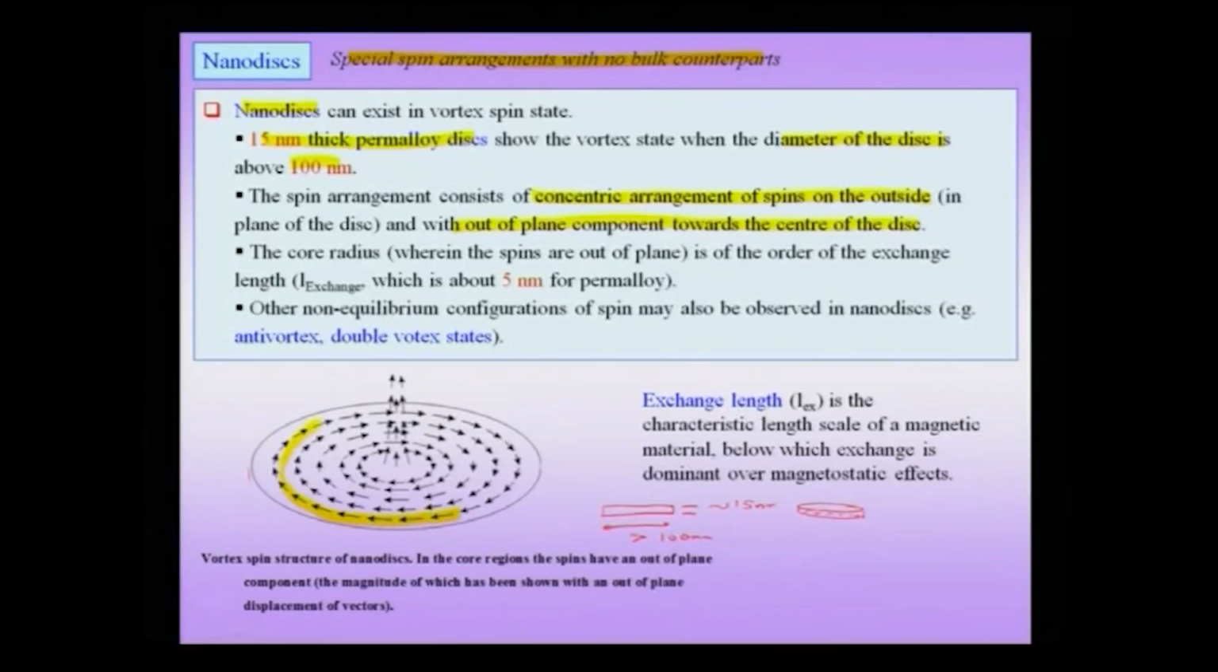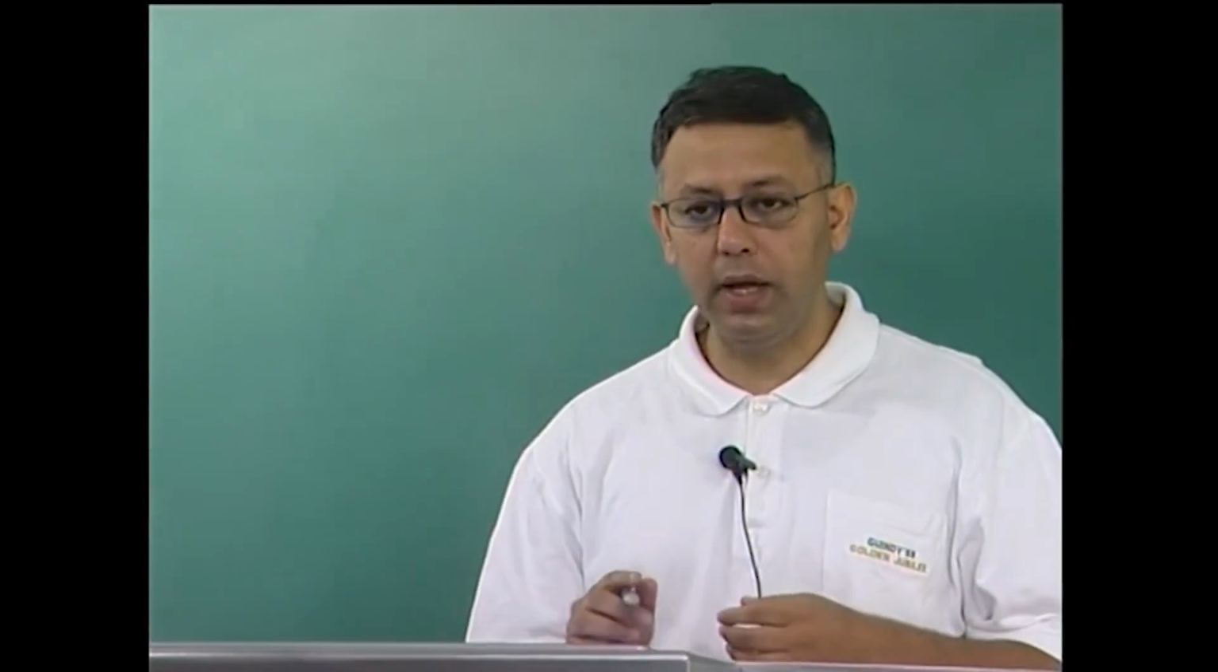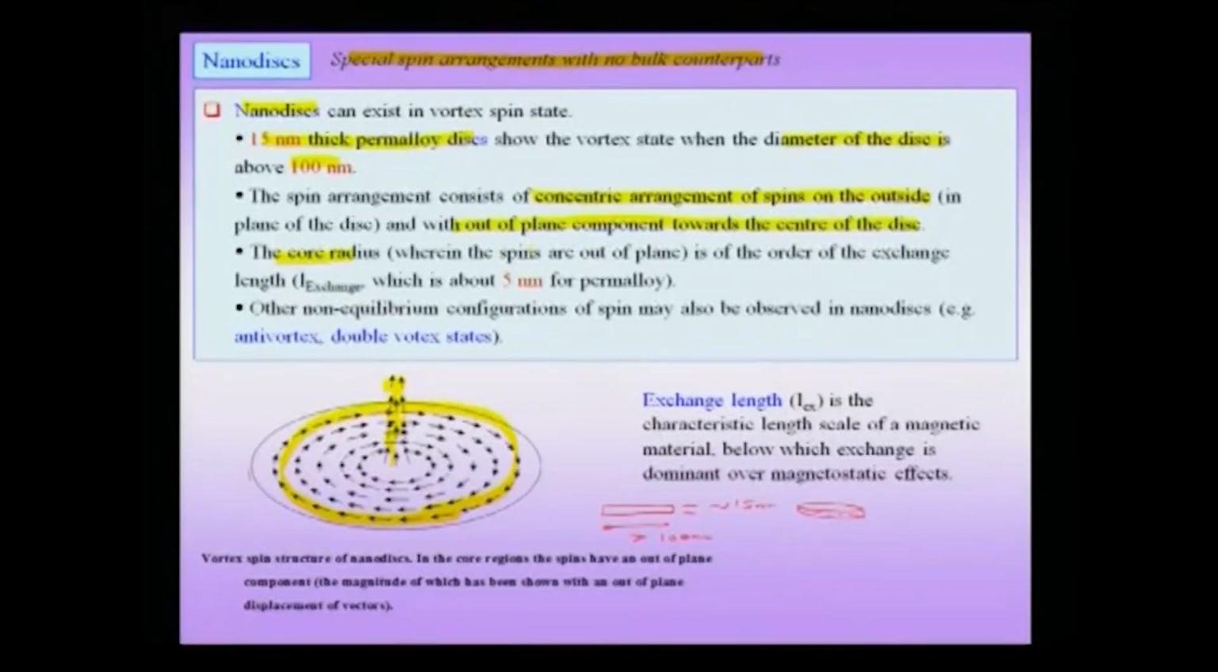In the case of the spins on the outer side of the disc, they are concentric, but in the center they are pointing upward. This z displacement does not mean the spins have come out of the disc, it just implies that the magnitude of the magnetization is large. That is what we are implying by showing the z displacement. The core radius, wherein the spins are out of plane, is of the order of the exchange length, and exchange length is defined as a characteristic length of a magnetic material below which exchange forces are dominant over magnetostatic effects.